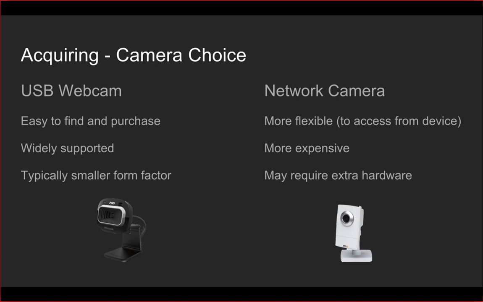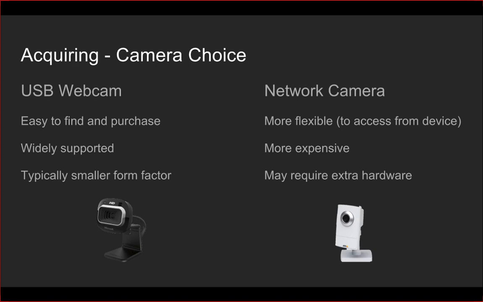Next up are the network cameras. These ones don't plug directly into your processor. They have their own little processor on board, but it can't do anything with the image. All it's there to do is take the image and send it over the network, in this case Ethernet. So they're typically more flexible to access. You can actually access them from multiple devices at once. So you can open it directly from your driver station as well as the coprocessor if you choose to.